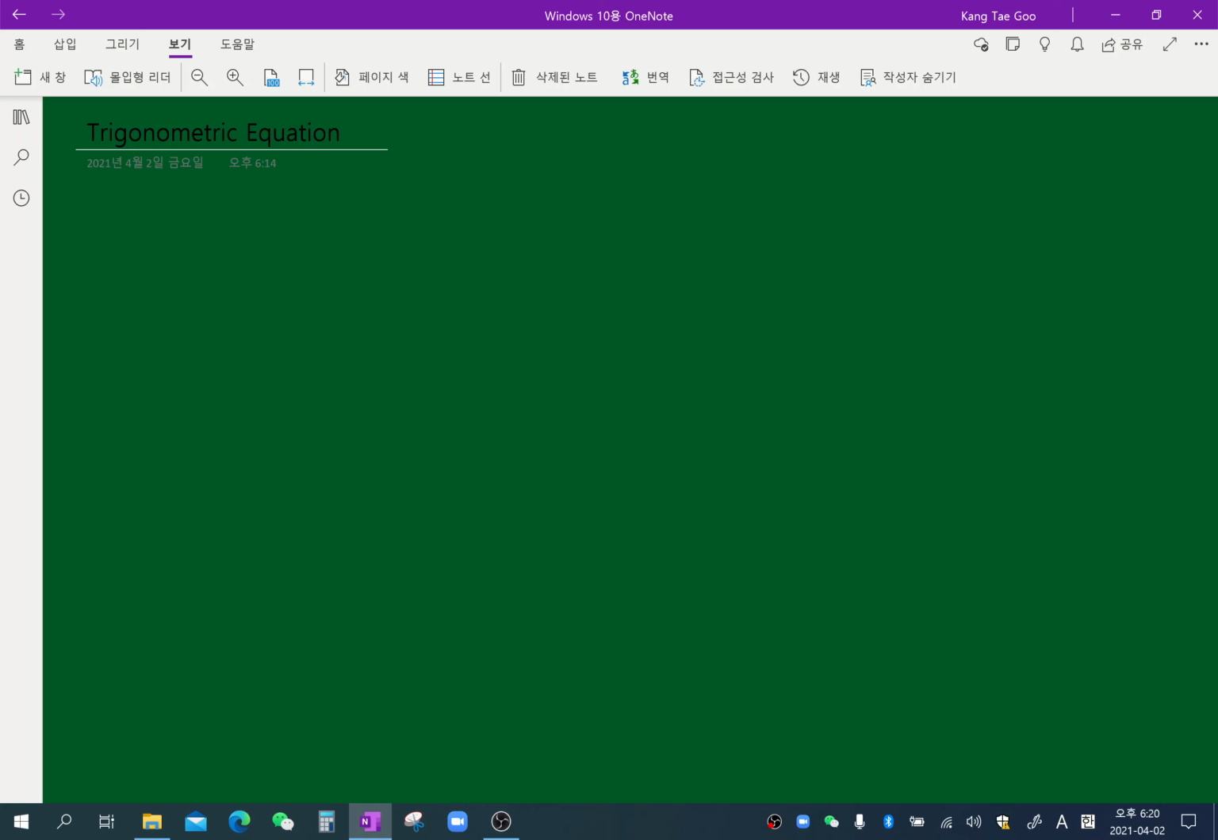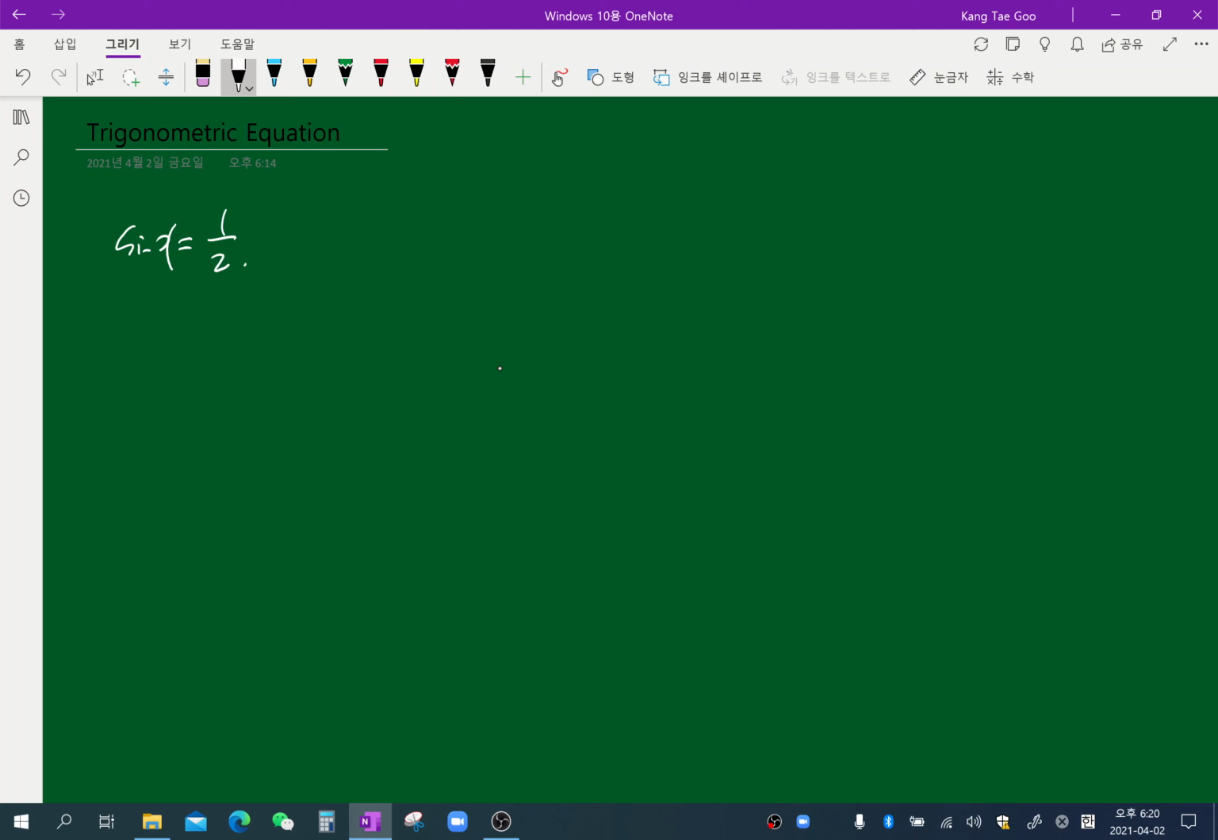Trigonometric equation. The most basic form is sine x goes to b, for example, half. And then we should have the range of x, right? Then how to solve this?